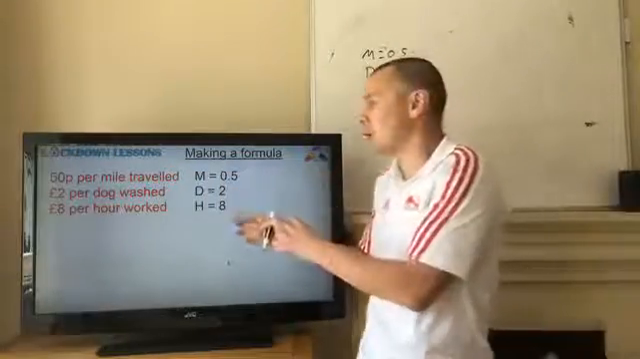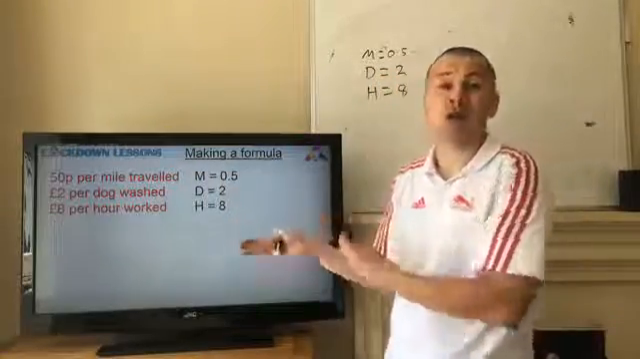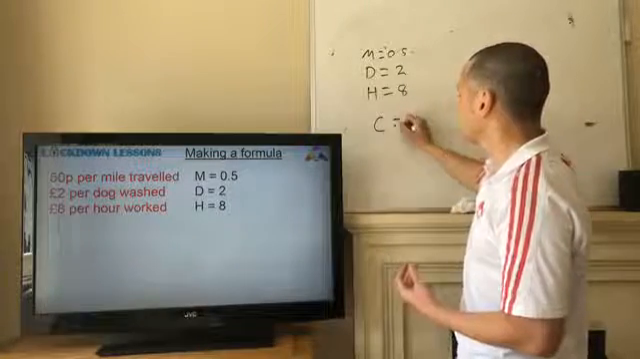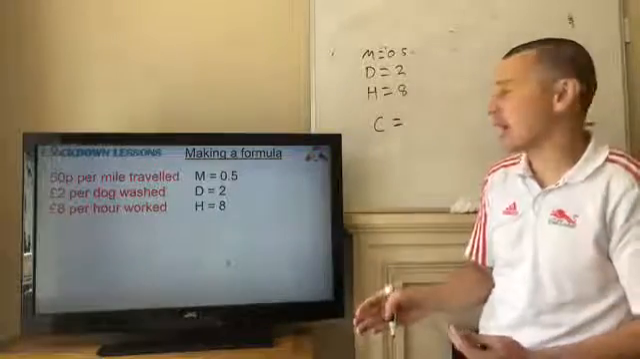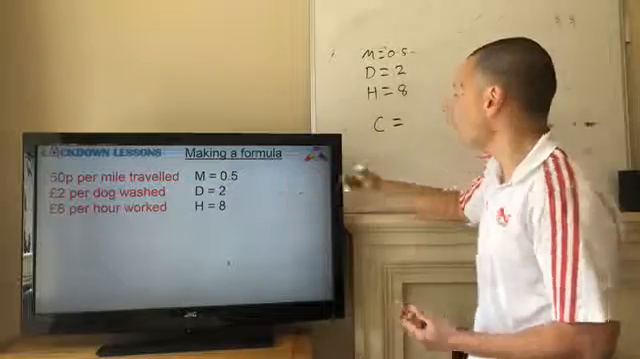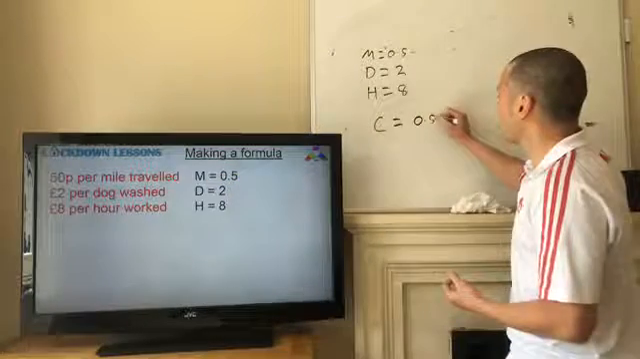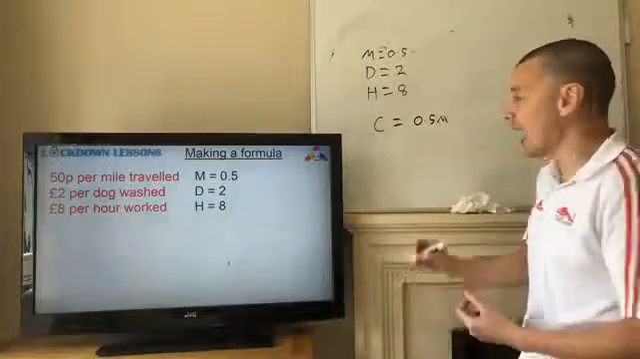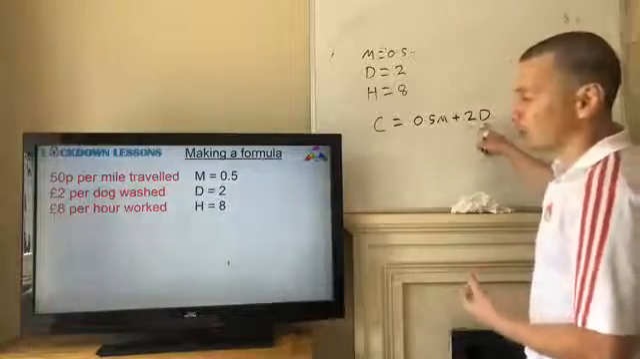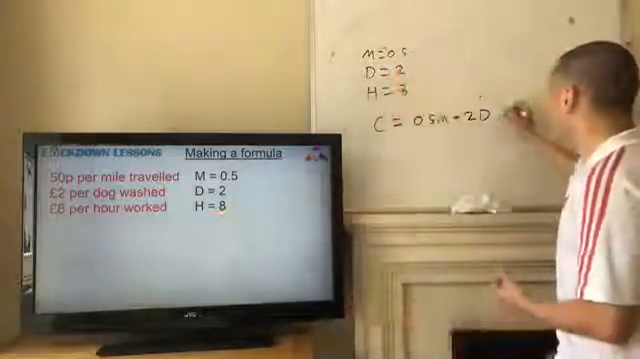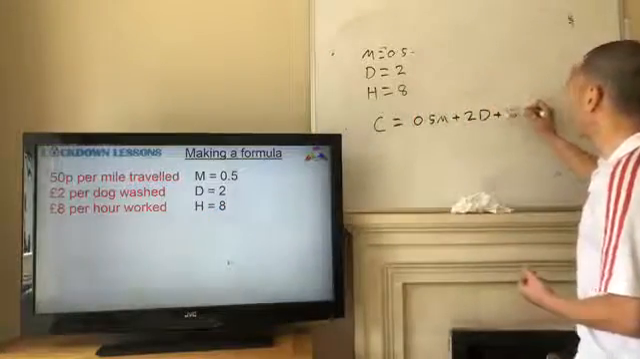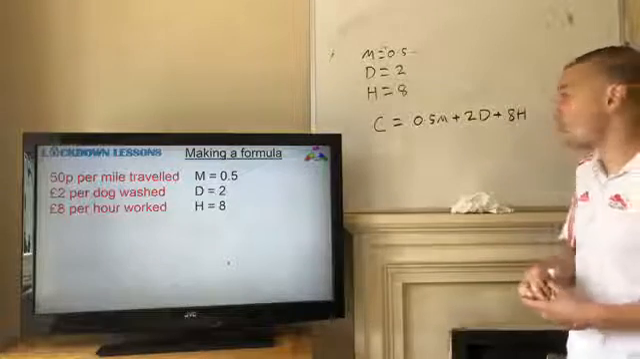And when you're making a formula, you need to think about what you would do to work it out. So C is our cost. So our total cost is equal to, and it's how we worked it out. So every time we got our miles, okay, we times it by 0.5. So we did 0.5 m. We then added to that 2 times the number of dogs, and then we added to that 8 times the number of hours. So that's our formula for how we worked it out.